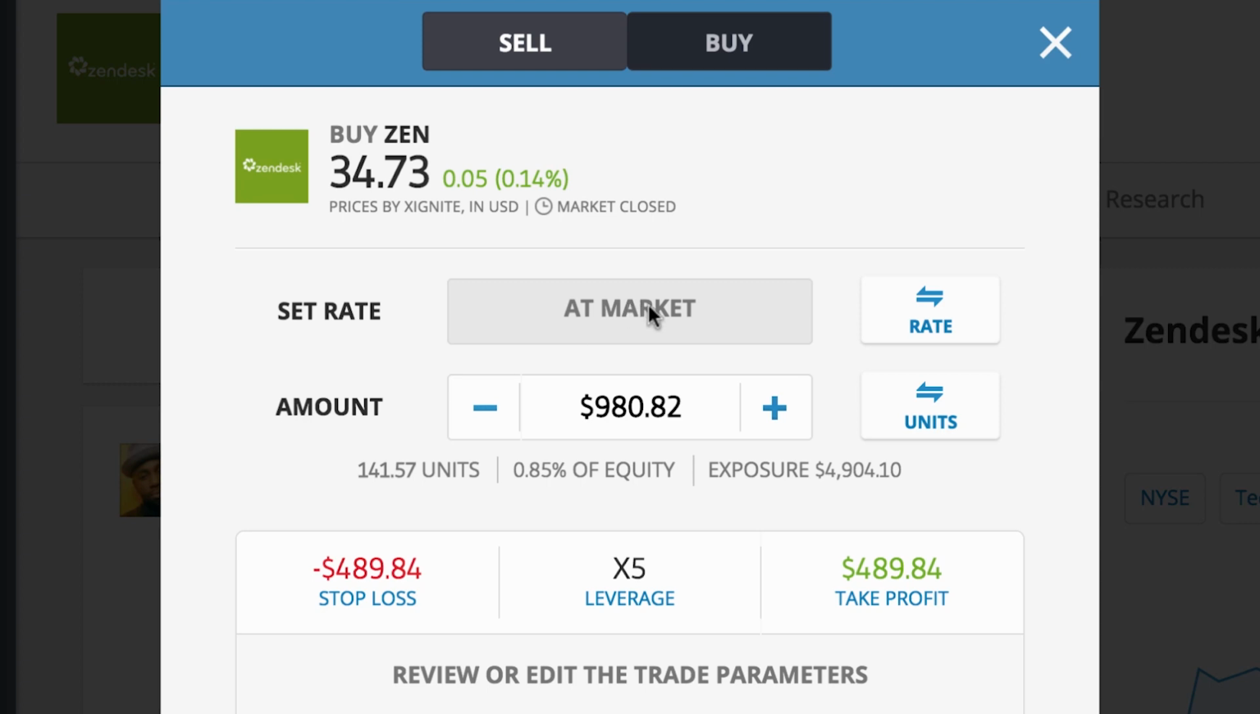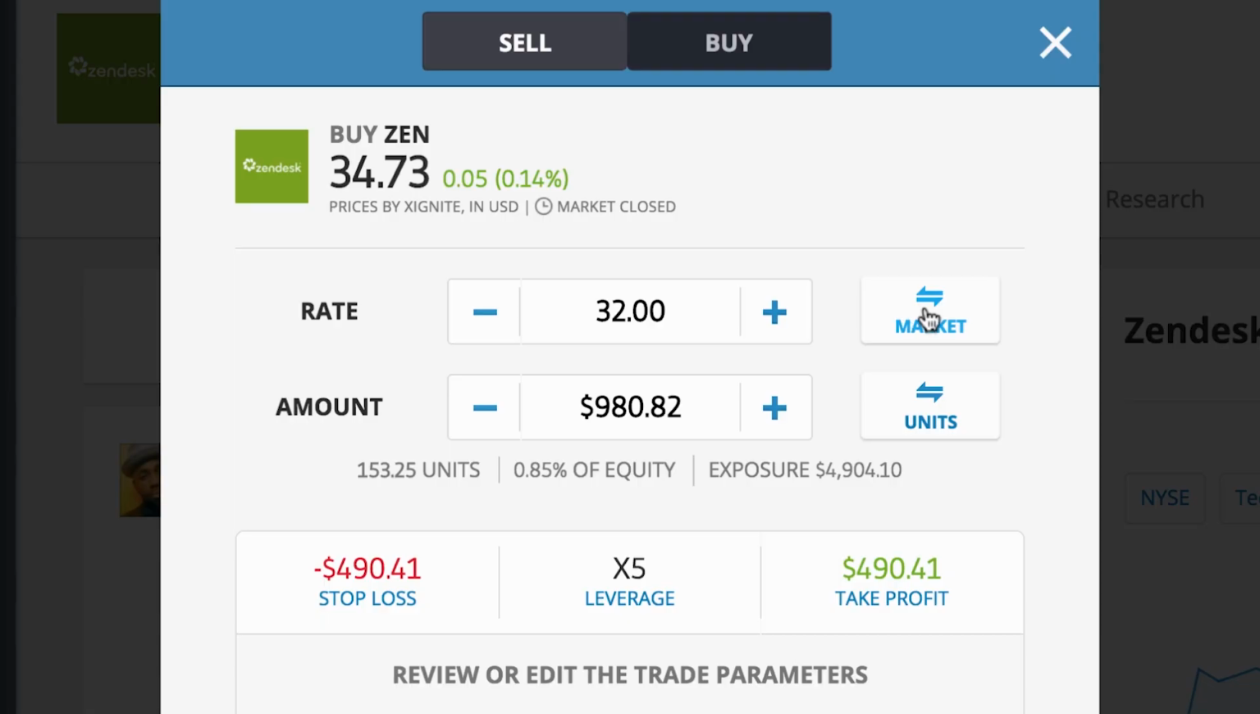If you want to set what we call an order, you have to click the rate button and then you can specify. Say I think it's going to go down, so I want to buy it when it's at 32. Or whatever. That's how you set an order in stocks. I don't know why they did it differently. Click the button again, it goes back to at market.